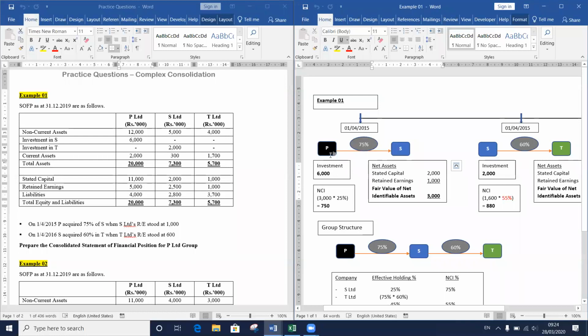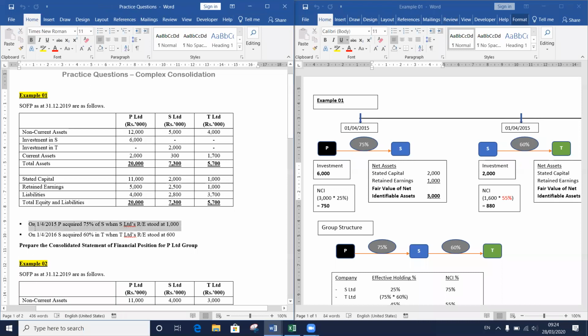Investment, right? We need to know on which date, who has acquired whom, at which percentage, and what is the invested amount, and as at the acquisition date, what are the net asset figures, right? Net asset amounts. So this is the first point.